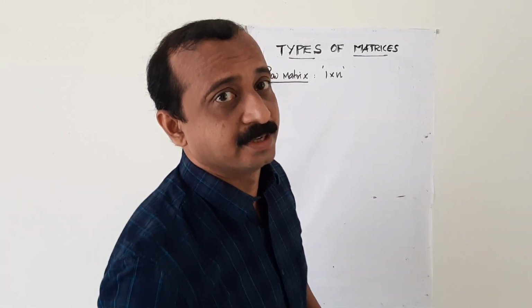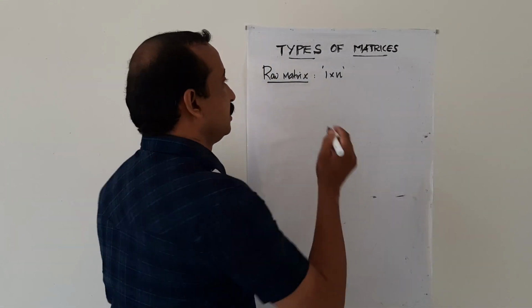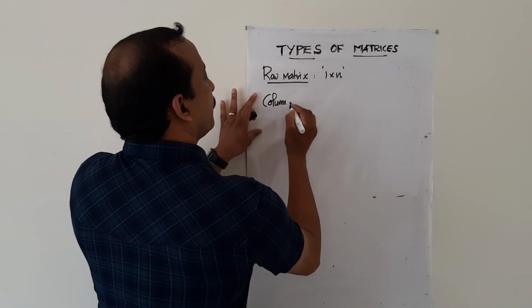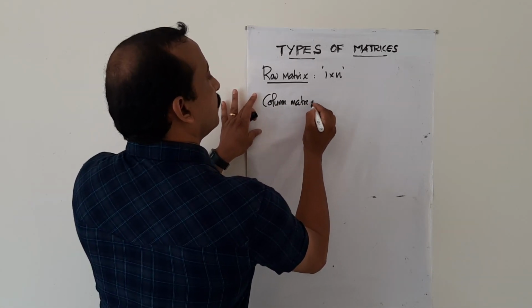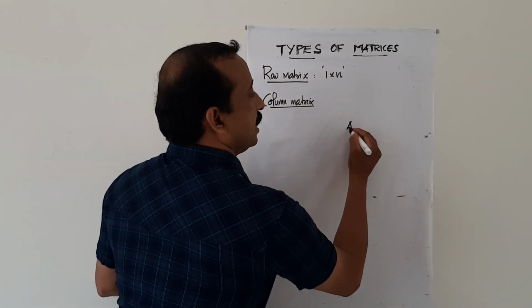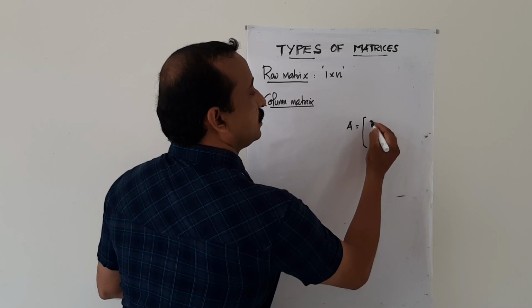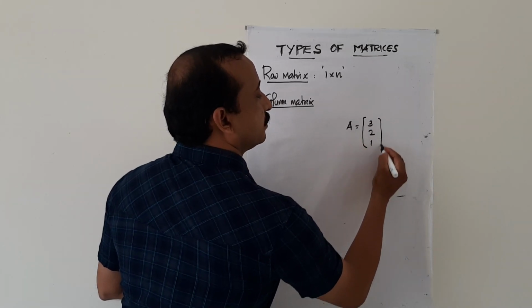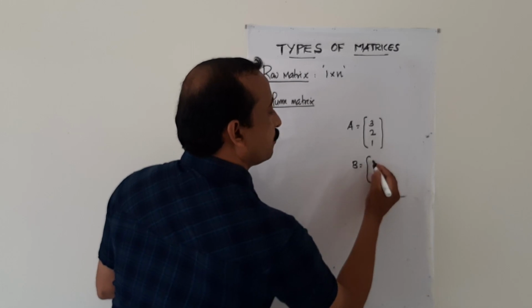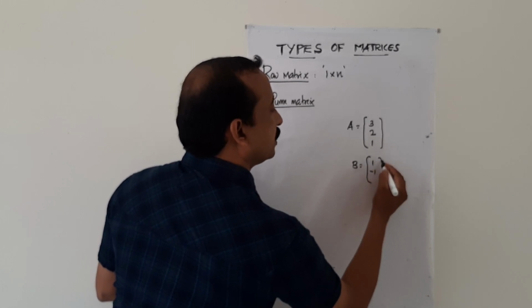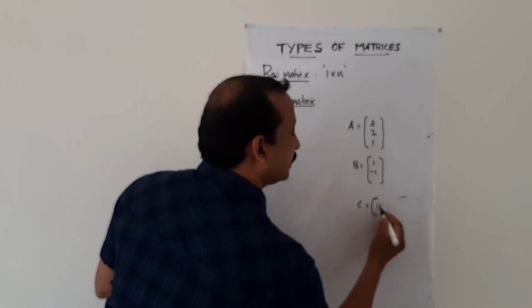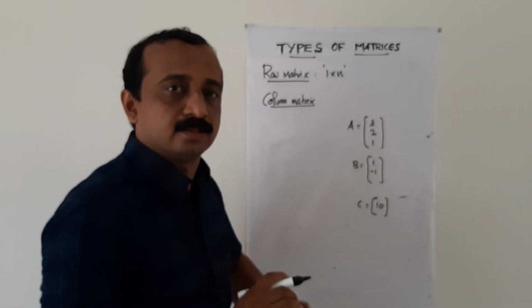Now let us define the column matrix. What is a column matrix? We will write some examples. A is equal to 3, 2, 1. B is equal to 1, minus 1. C is equal to 10. These are column matrices. Why?